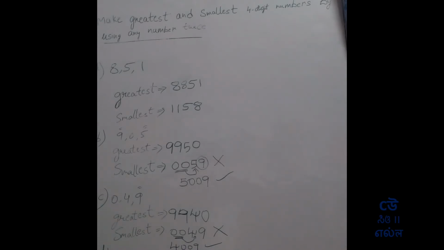Understood, children, how to find the greatest and smallest 4-digit number by using any number twice? So, the main condition you have to keep in your mind is when the number starts with 0. Okay. You have to do it carefully by remembering this. Okay.